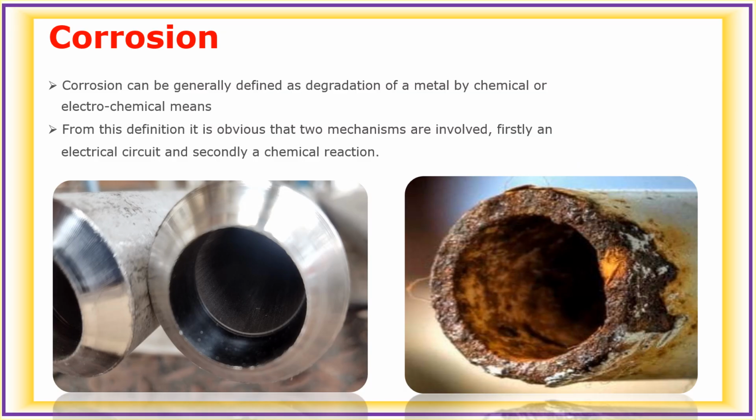Corrosion. What is corrosion? Corrosion can be generally defined as degradation of metal by chemical or electrochemical means. From this definition, obviously two mechanisms are involved. First is electrical circuit, second is chemical reaction. In this photograph you can see this is a fresh tube and this is a corroded tube, that is degradation of material, and this cannot be used for further operation.